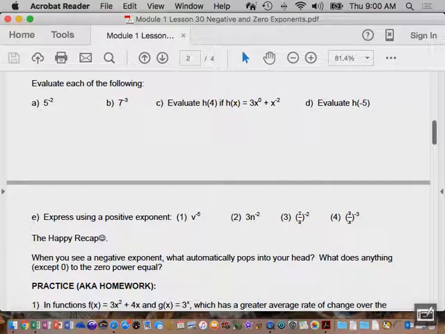Now, let's show you 2 ways to do this. I have 5 with a negative 2. A negative exponent? Reciprocal! 1 over 5 to the positive 2.